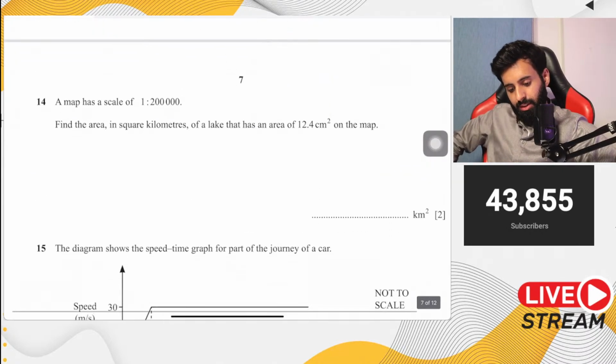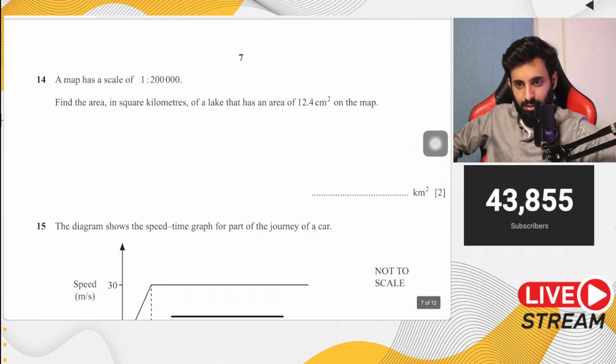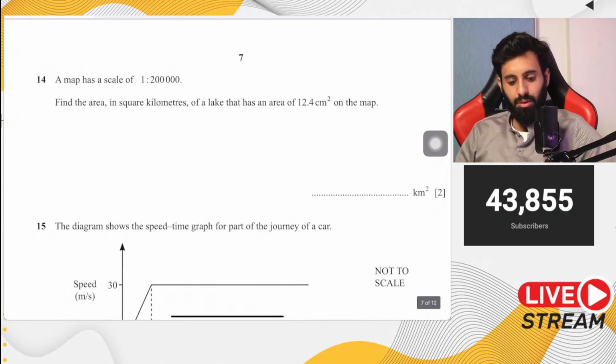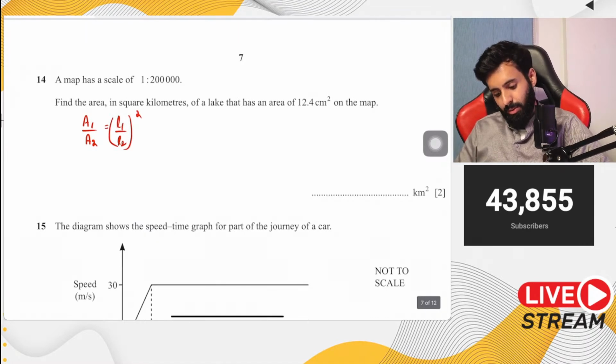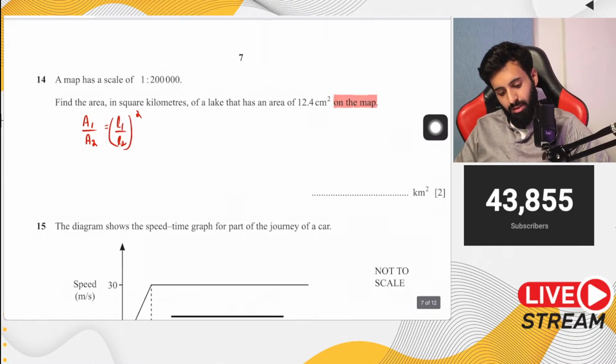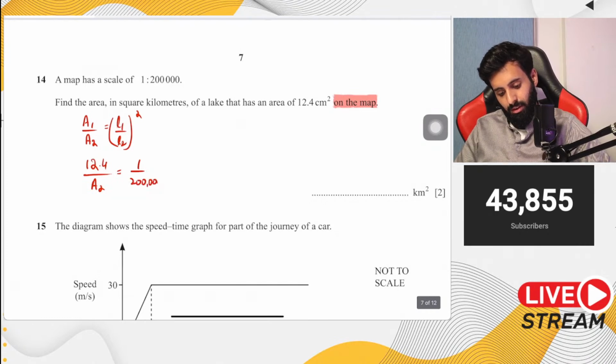Okay. All right. Question number 14. One thing to watch out for in questions like these is that you have to square both sides before you can use the formula. So you can use A1 upon A2 equals L1 upon L2, the whole thing squared. Find the area in square kilometers of a lake that has an area of 12.4 centimeters squared on the map. That means 12.4 upon A2 is equal to 1 upon 200,000, the whole thing squared.